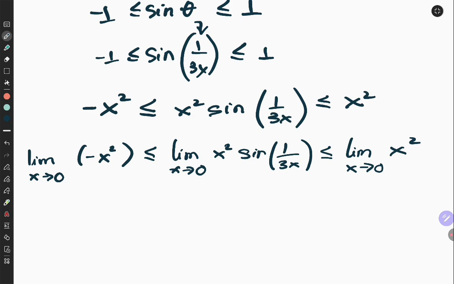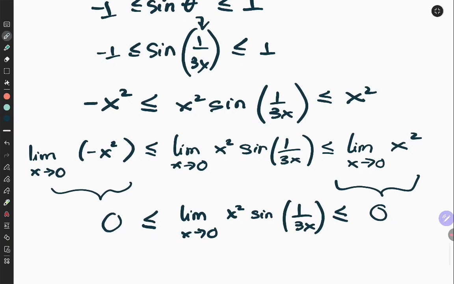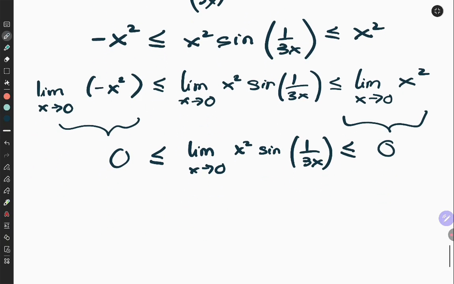0. You have something that is greater than 0. You have a number that is greater than 0. Also, that same number is less than 0. What is that number? What that number is? 0.